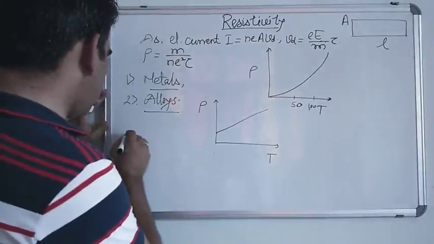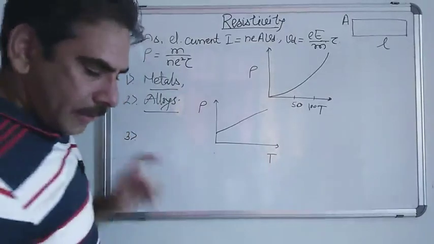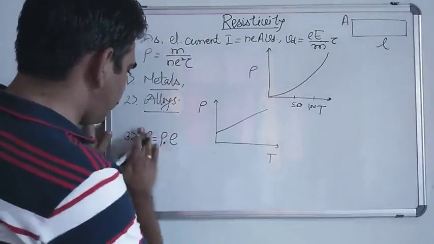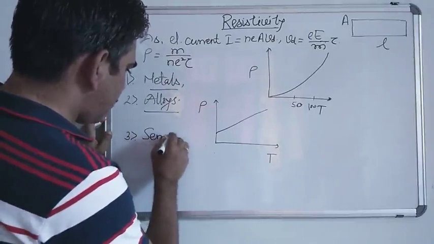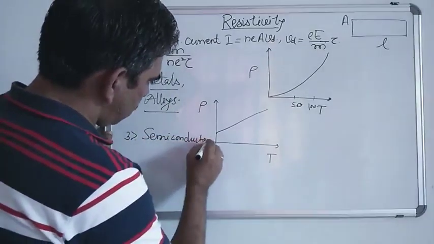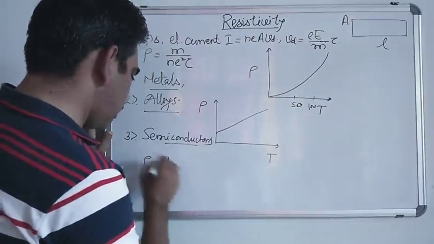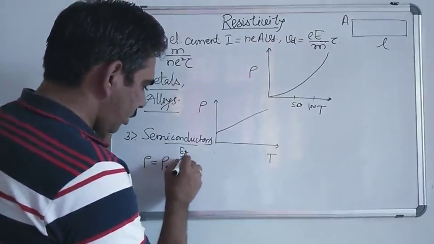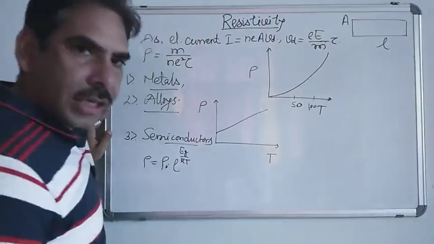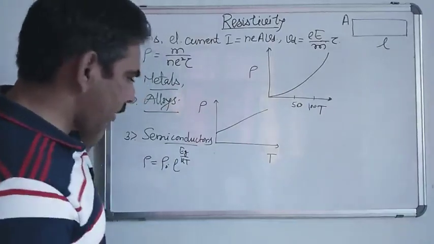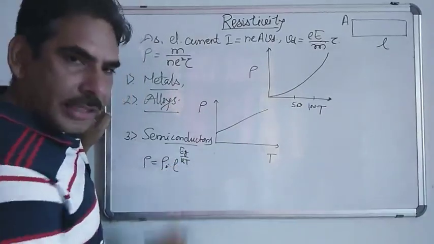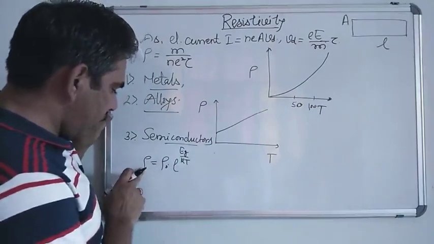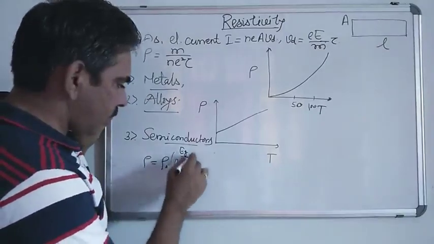And if we talk about the resistivity of semiconductors, it takes this form. Resistivity of semiconductor is nothing but rho naught into e to the power Eg upon KT, where Eg is the energy gap for the semiconductors, the minimum energy required, K is the Boltzmann constant, T is the temperature, and e is the exponential function. So we say that the new resistivity depends upon this exponential function.